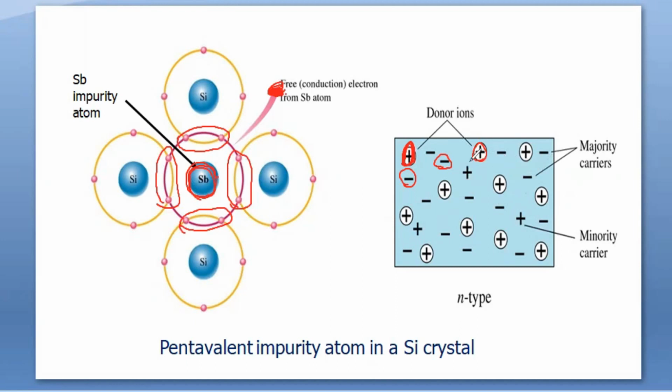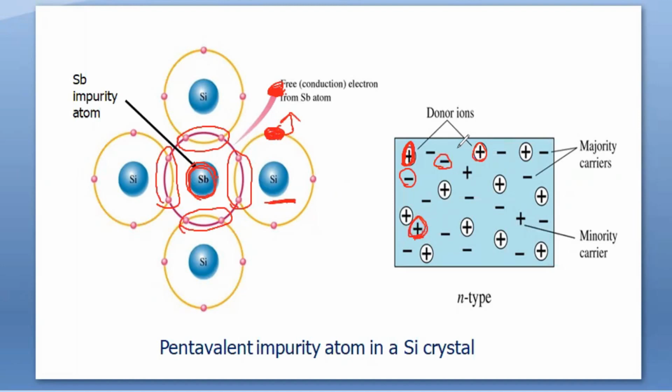And lastly, we have seen the minority charge carriers, or holes. Here the holes are there. These minority charge carriers are due to the intrinsic nature of the pure semiconductor. That is, in pure semiconductors, as temperature increases, covalent bonds break and electrons from the valence band move to the conduction band, leaving a hole in the valence band. So those holes are present as minority charge carriers.